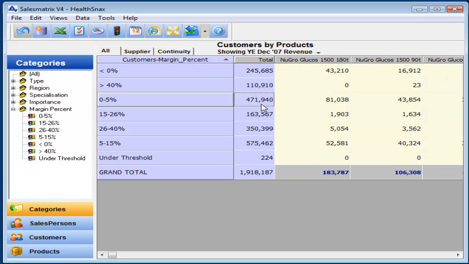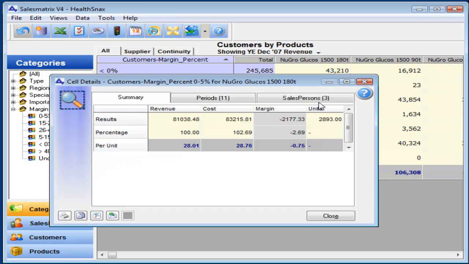category. By double-clicking on the total column, I sort these to see that New Grow Glucose represents about $81,000 of the $471,000. Now, in order to determine more about this item, we could ask, when was it sold? Was this just one bulk hit in terms of getting rid of the product, or was it consistently sold under 5%? A simple double click on the cell provides the instant answer.